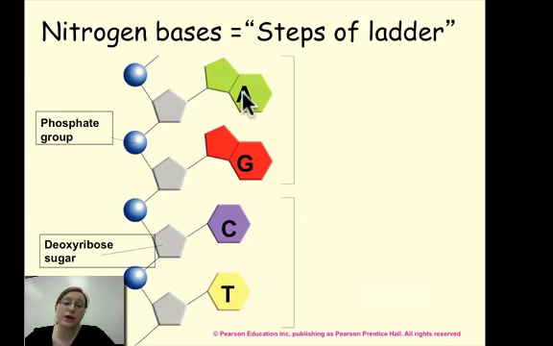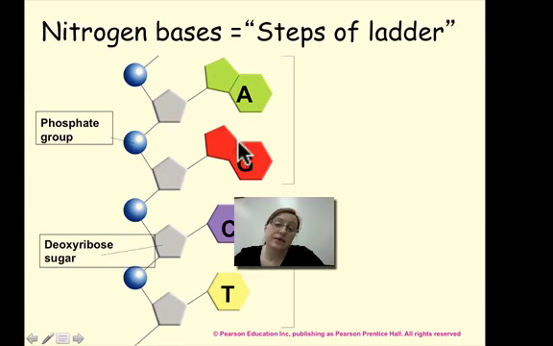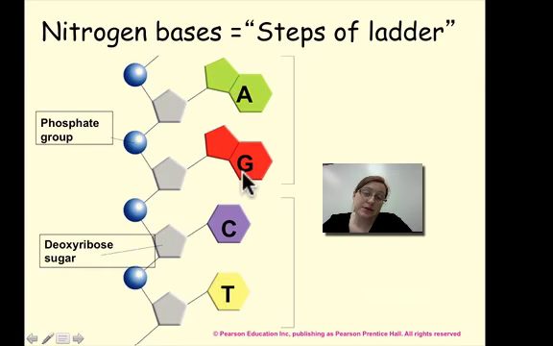Okay, they make up what we call the steps of the ladder. And there are two different shapes to our nitrogen bases. Some of them have two parts. You can see there's sort of an extra pentagon hanging off of them, and some of them are just a single hexagon shape. Again, this has to do with their organic structure.